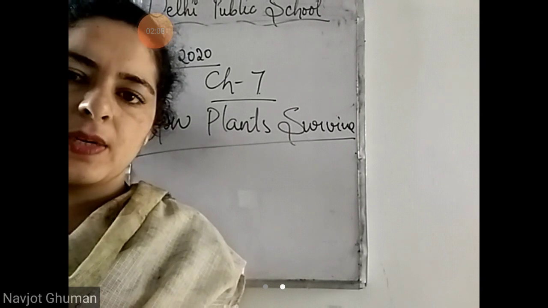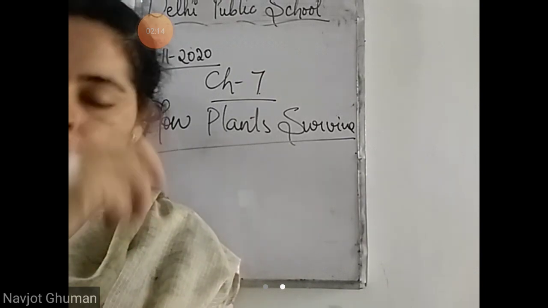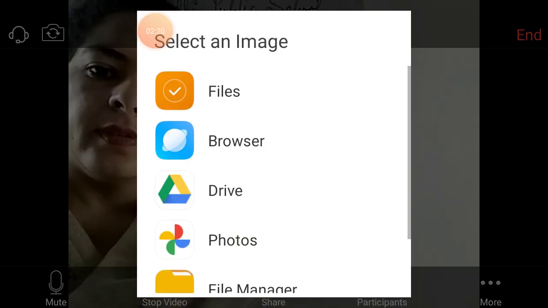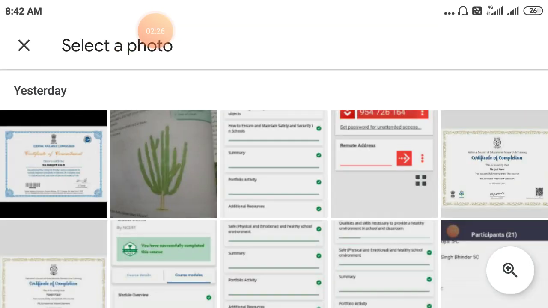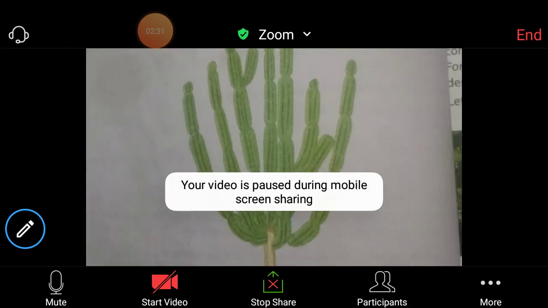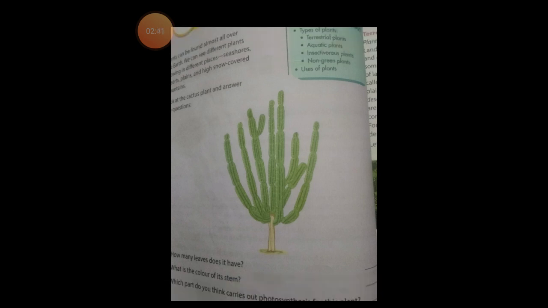There is a picture of cactus plants given to you on this page number, and there are some questions regarding this cactus plant, so you have to answer those questions. First see the picture. This is the picture given to you on this page number. This is a cactus plant. First question related to this is, how many leaves does it have? Are you able to see any leaf on the cactus plant? No, there isn't any leaf over here. So the answer will be none.